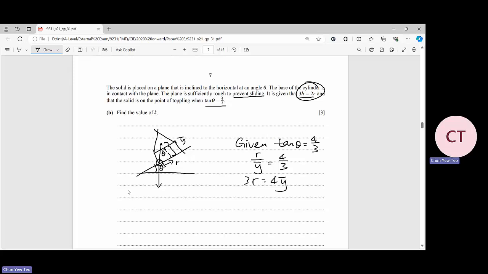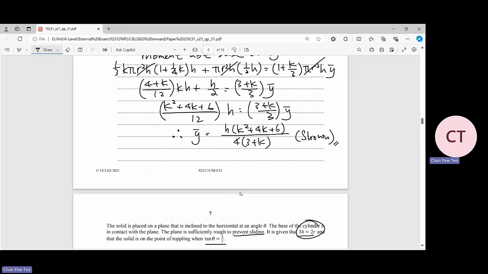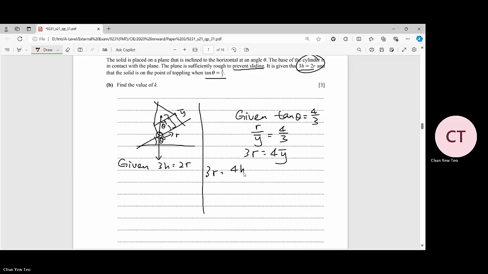So over here, we are also given 3h is equal to 2r. Either we make the h become 2 over 3r or we make the r become 3 over 2h. Okay, so it depends on how we want to solve it. So we just put it aside first. Then the bar y, based on the result that we have in part A, we can just change it to become 3r is equal to 4. The bar y just now is h multiply k square plus 4k plus 6 divided by 4 of 3 plus k.